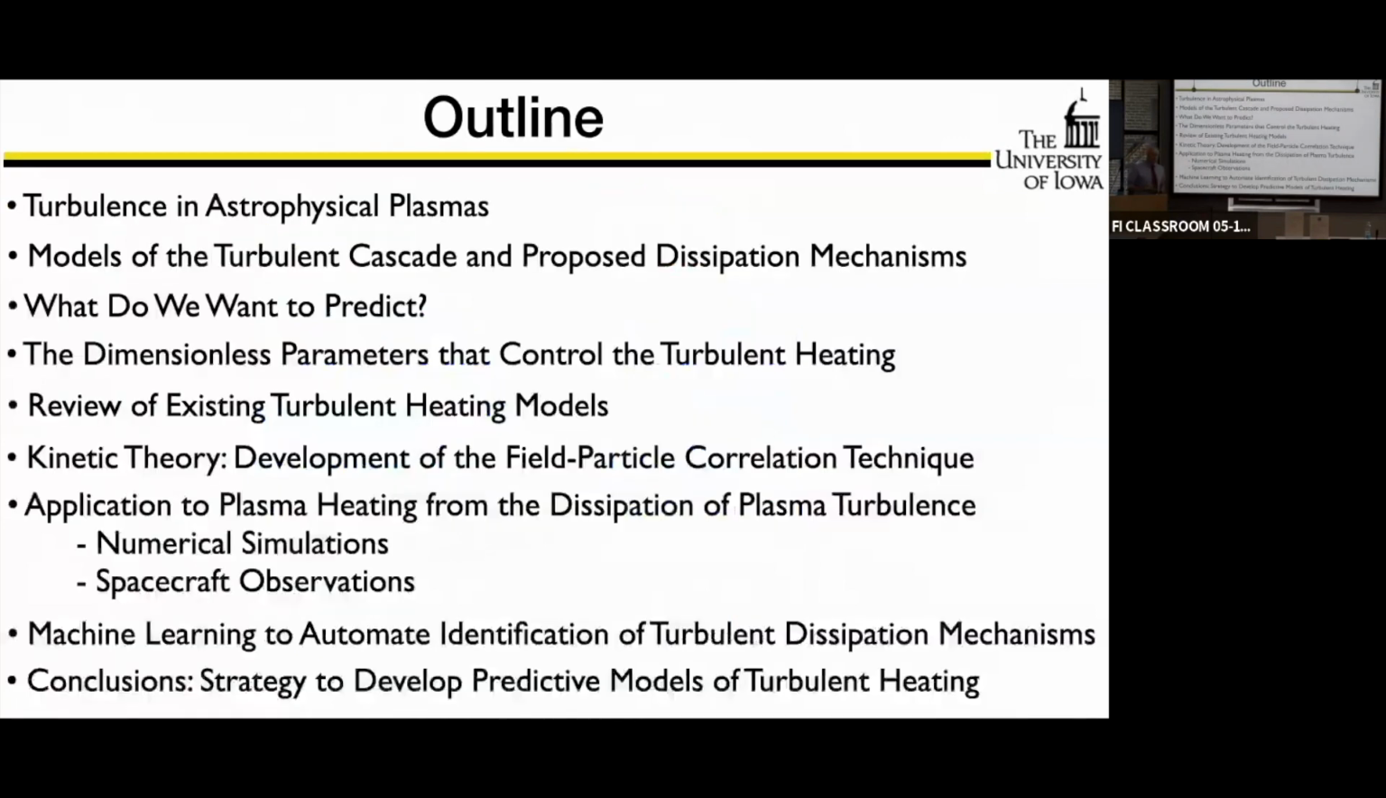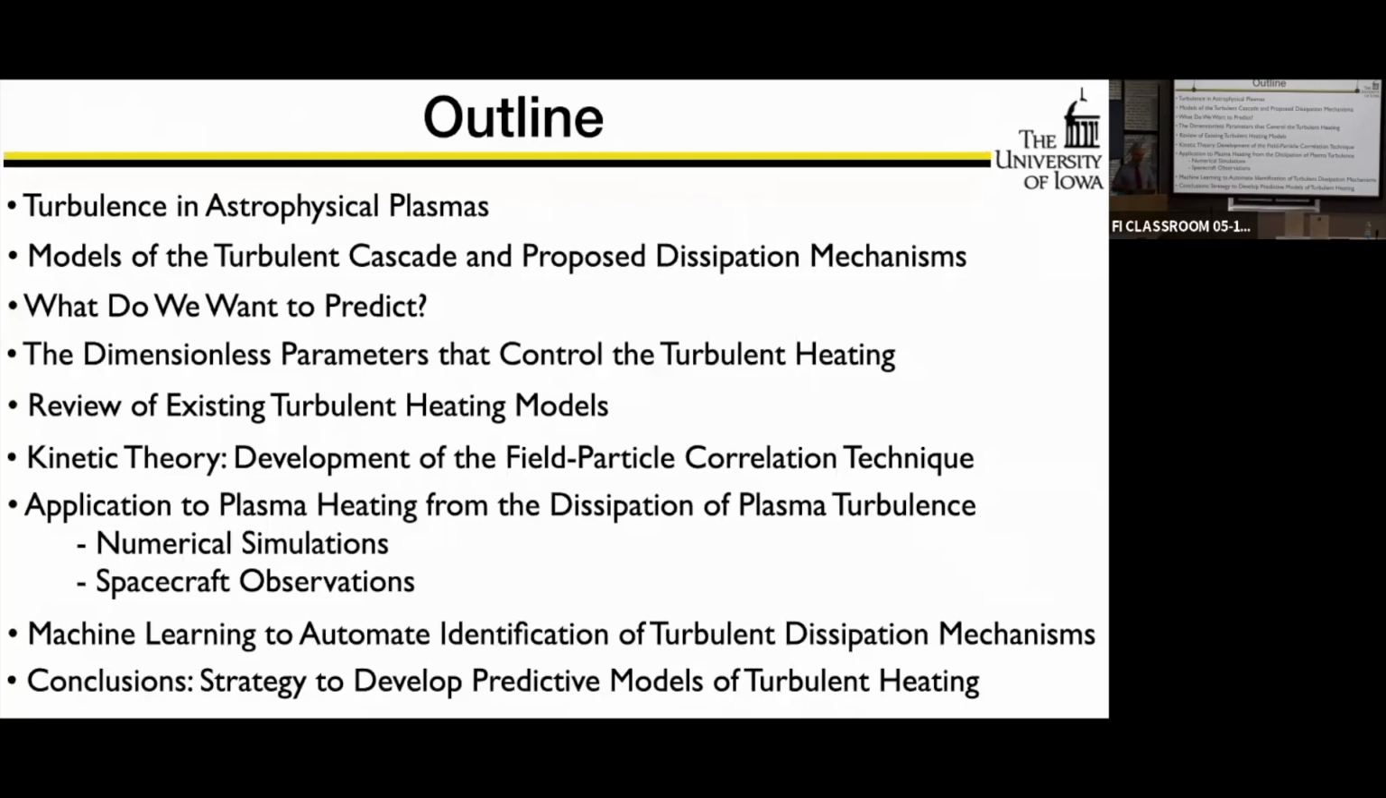So a little bit of a brief outline of what I'm going to be talking about today. First, I'll give a little introduction of why we want to understand turbulence in astrophysical plasmas, and I'll cover a little bit about models of the turbulent cascade and proposed mechanisms that dissipate the energy in turbulence. And then I want to focus on what exactly we want to predict. And we want to predict that in terms of the dimensionless parameters that control the turbulent heating. And I'll review existing turbulent heating models that are out there.